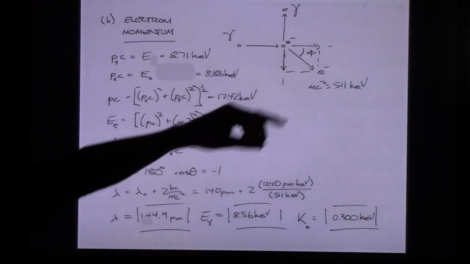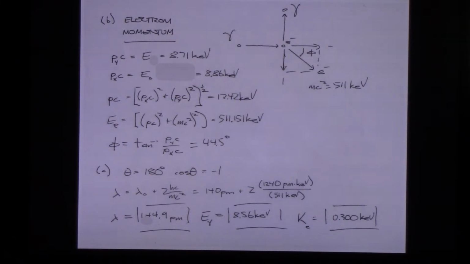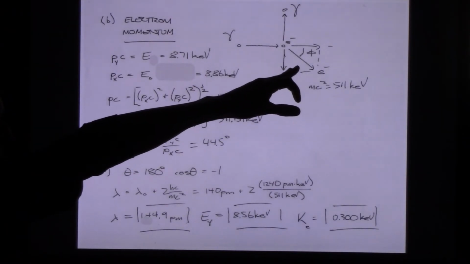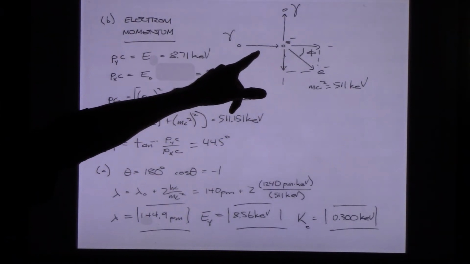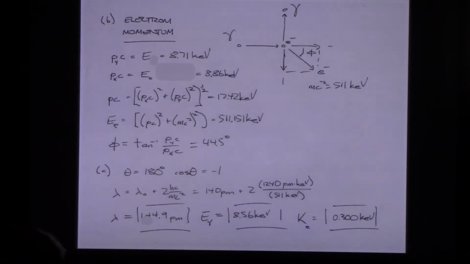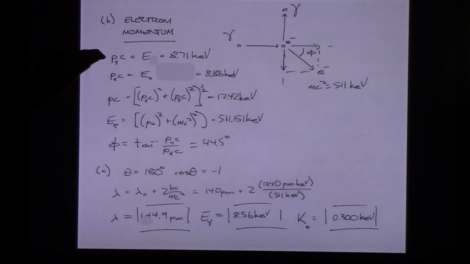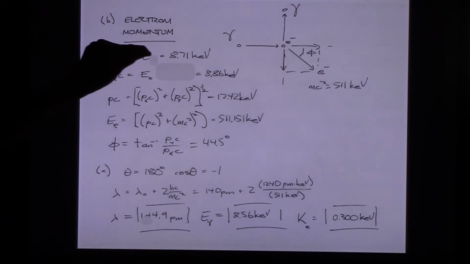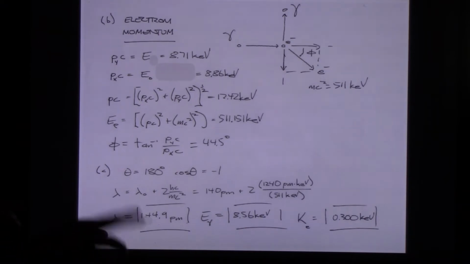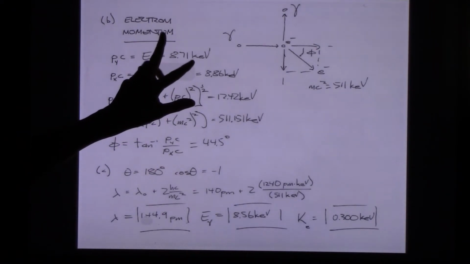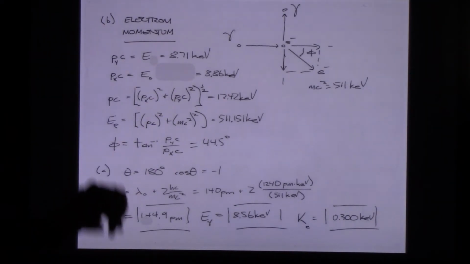Now, how much momentum does the electron have in the x direction? The momentum of the electron in the x direction has to match the momentum of the photon. And the photon's momentum is the same as its energy. So the photon momentum coming in is 8.86 keV, and the momentum of the photon leaving is 8.71, because of this 90-degree shift in the direction of the photon. These two numbers are giving me the components of the electron's momentum.